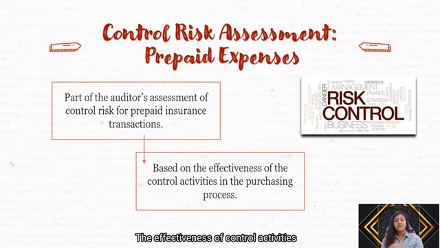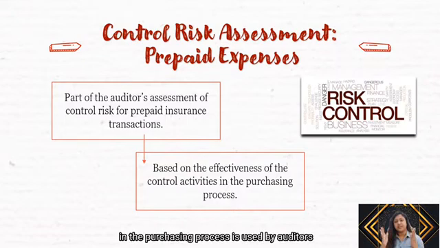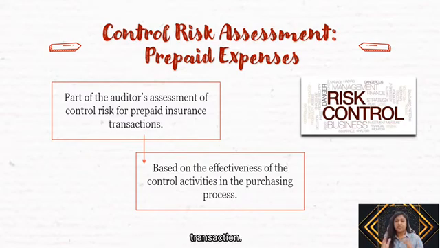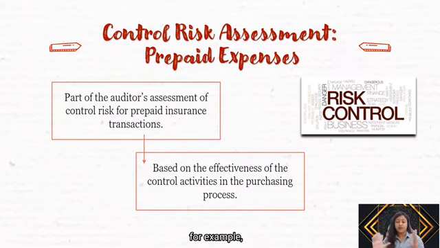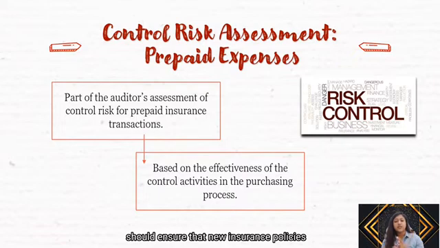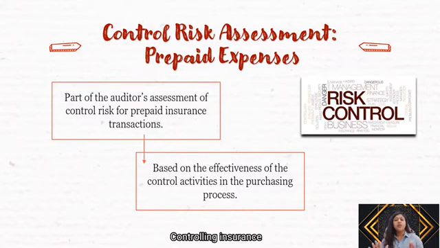The effectiveness of control activities in the purchasing process is used by auditors to assess control risk for prepaid insurance transactions. Control activities in the purchasing process, for example, should ensure that new insurance policies are properly authorized and recorded. Controlling insurance transactions and information may necessitate the use of additional control activities.